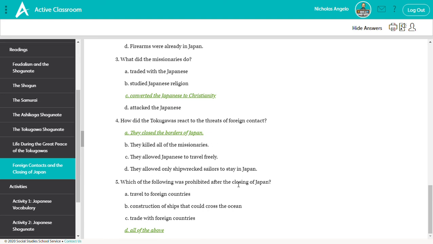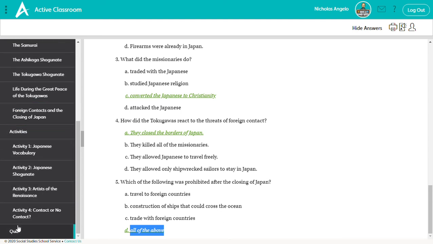And 5, I think I gave you 2. Which of the following was prohibited? That means not allowed. After the closing of Japan, travel to foreign countries, construction of ships that could cross the ocean, trade with foreign countries, or all of the above. All of the above is your best choice.